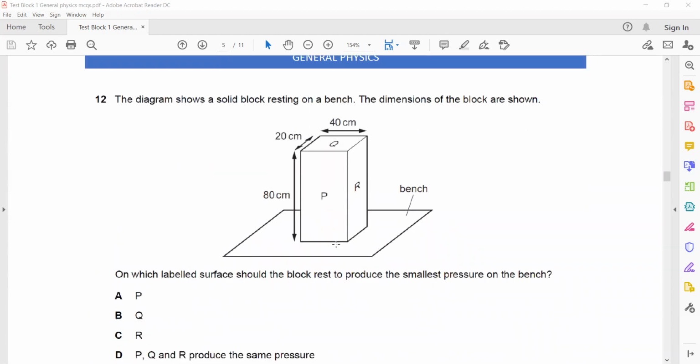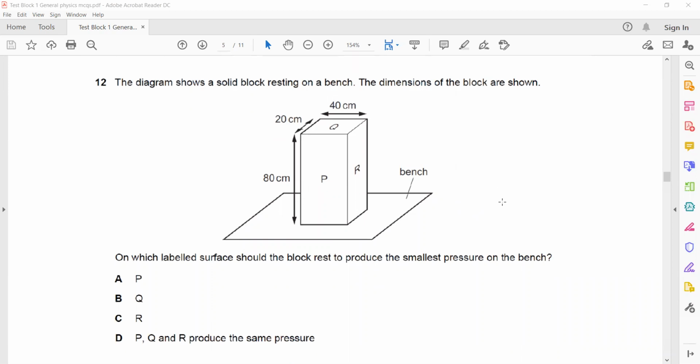The diagram shows a solid block resting on a bench. The dimensions of the block are shown. On which label should the block rest to produce the smallest pressure? To give the smallest pressure, it should have a large area. So you will check which side will have a large area, as it will exert the least pressure. The dimensions are 80, 40, 20 and 80.